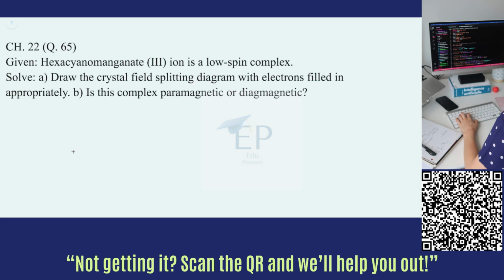We are solving question number 65 as within chapter 22. And the information that we have been given is that we have a hexacyanomanganate 3 ion that is a low spin complex. And we are asked to solve by A, drawing the crystal field splitting diagram with electrons filled in appropriately, and B, determining whether or not this complex is paramagnetic or diamagnetic.